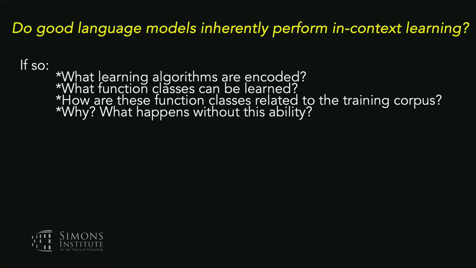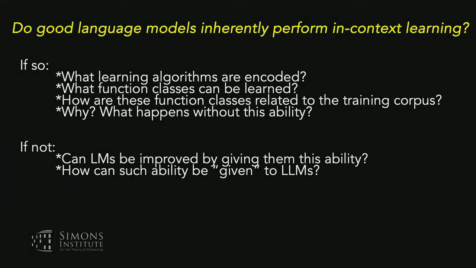And then another question is, what does a good language model look like that can't do this? Suppose you have as good a language model as possible, given that it can't really do this sort of in-context learning. What does it look like? Does it look embarrassingly terrible or not? And if good language models don't necessarily need a great in-context learning ability, one natural thing is, can language models be improved if you give them the ability to do in-context learning? And then, of course, how do you give a large language model this ability?